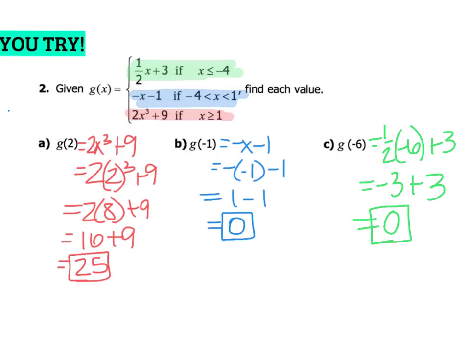All right, so you should have gotten 25, 0, and 0. If you got those answers, you can go ahead and fast forward through this explanation and move on. If you didn't, then listen up as I go through these one by one.